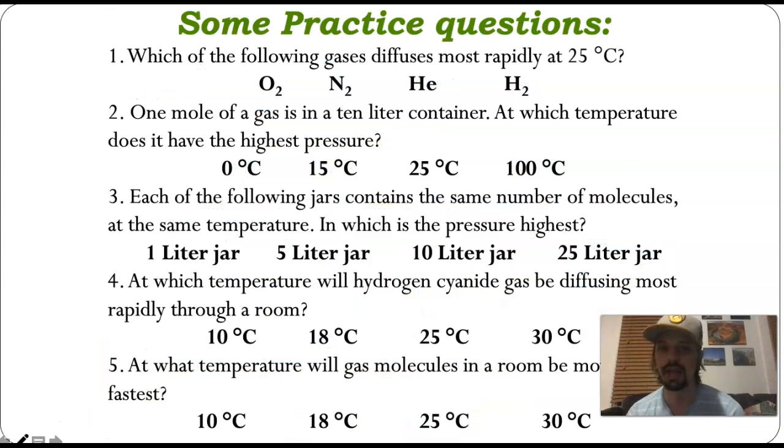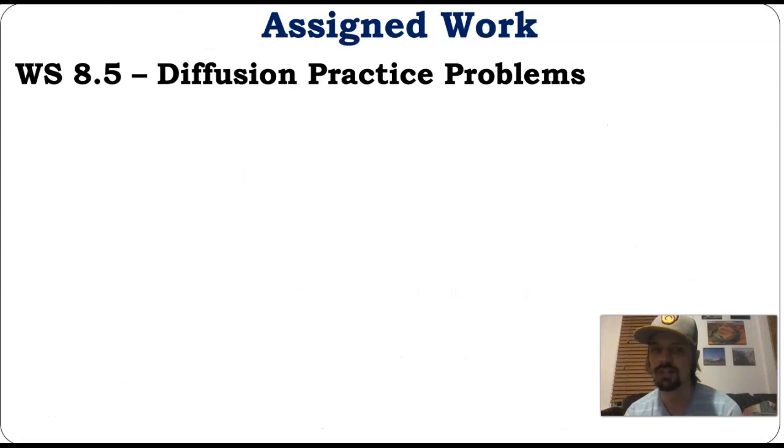We're looking at who diffuses faster and why. How does temperature affect this rate of diffusion? How does mass affect this rate of diffusion? Also, there's a review question in the middle. So that's today's homework, worksheet 8.5, diffusion. Remember, lighter particles move faster, hotter particles move faster as well.